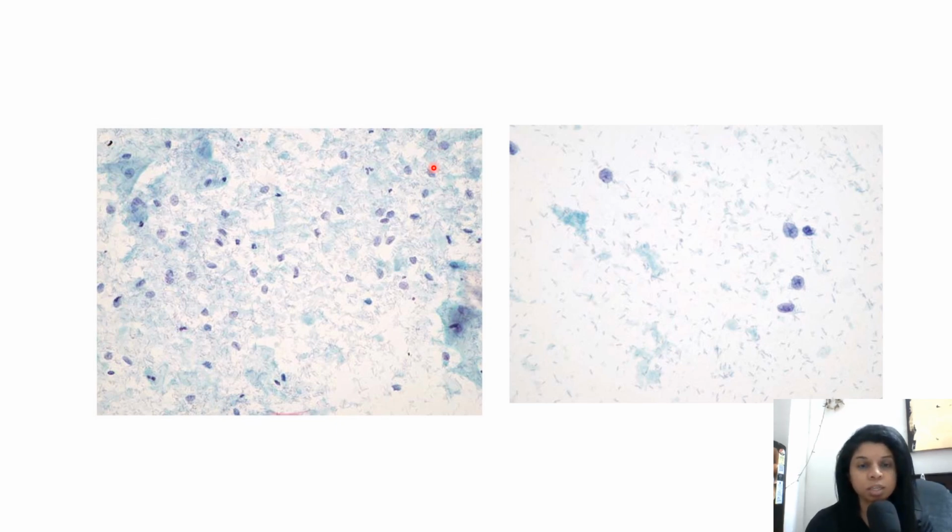We are seeing a lot of slender rod-shaped bacilli. These are, as we all know, Döderlein bacilli or lactobacilli, which are the normal vaginal flora component. Along with these bacteria, you can see many intermediate cells, and then you can see occasional squamous superficial epithelial cells as well. So what phase are we seeing?